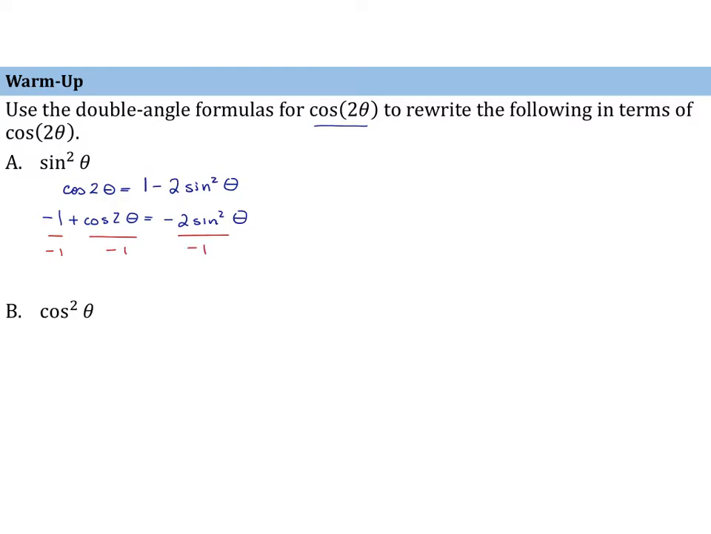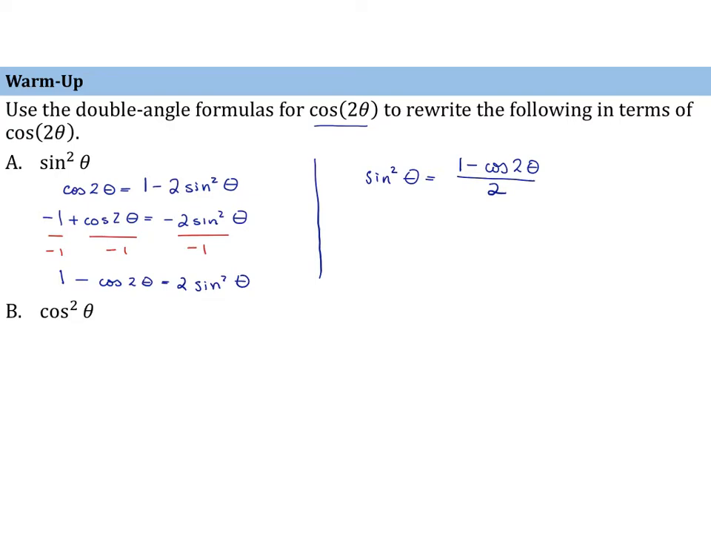And so at this point, what we have is 1 minus cosine of 2 theta equals 2 times sine squared of theta. Now, if we divide everything by 2, this means that sine squared of theta will equal 1 minus cosine of 2 theta all over 2.